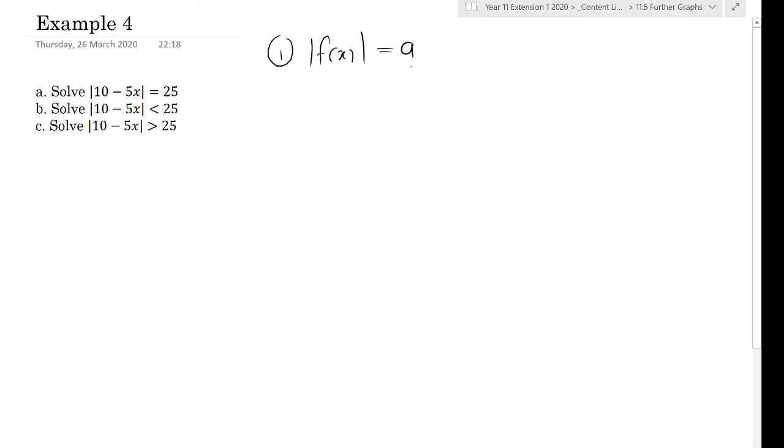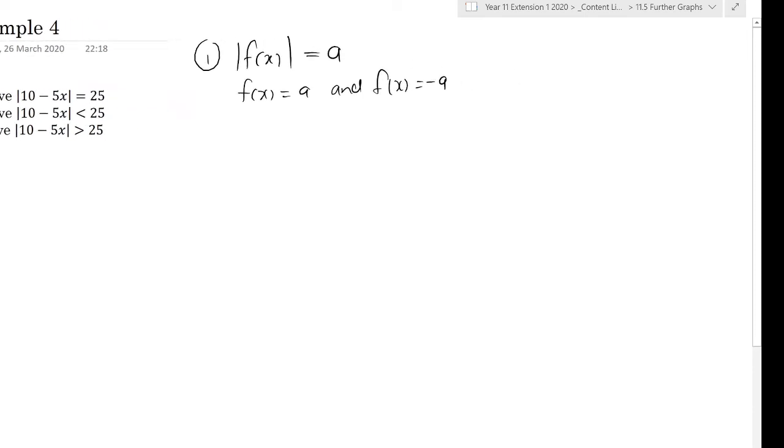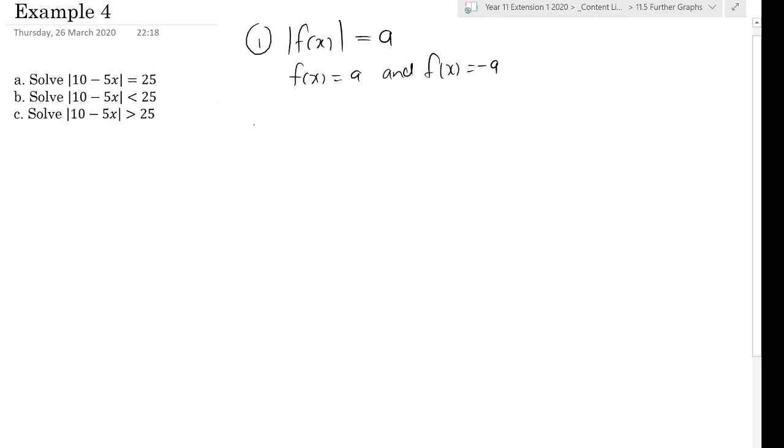So if we have the absolute value of a function, then we just rewrite it as f of x is equal to a, and f of x, so the function, whatever it is, equal to negative a. So when we have the absolute value of a function, you just rewrite it as that equal to a and negative a.